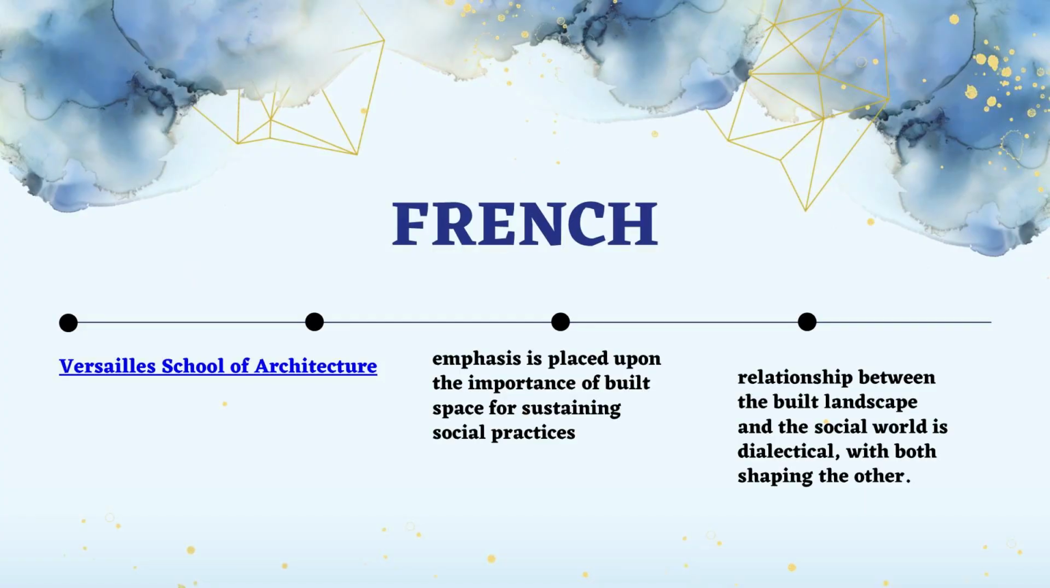Now, the third school of thought is the French. Now, if you take the Versailles School of Architecture, you know that the French are very good for their designing, their architecture, the sense of fashion. So, they have emphasized the importance of building spaces for sustaining social practices. So, they have given importance to social practices, social community bonding, and the relationship between the landscape and the social world is dialectic. So, this is shaping not only the landscape, but also the community they are living in.